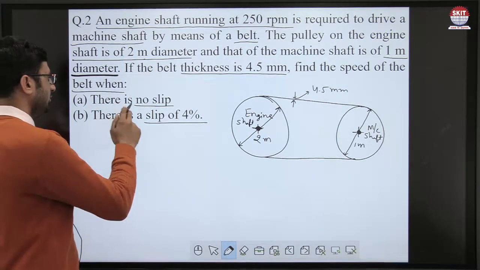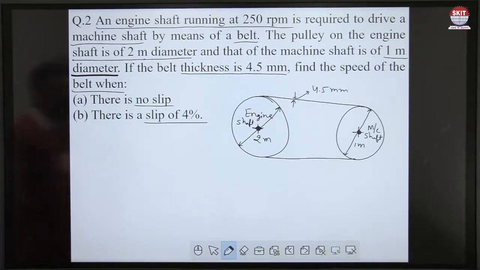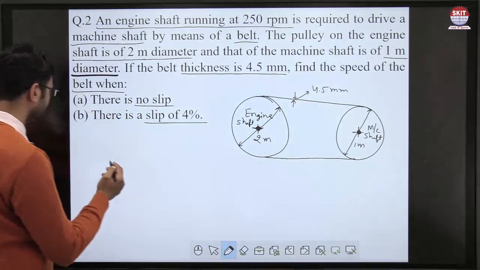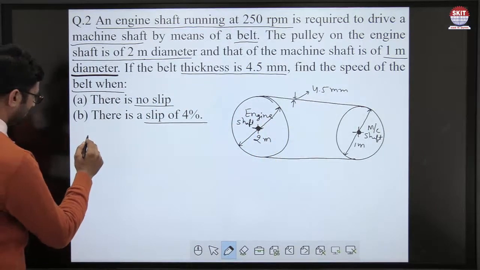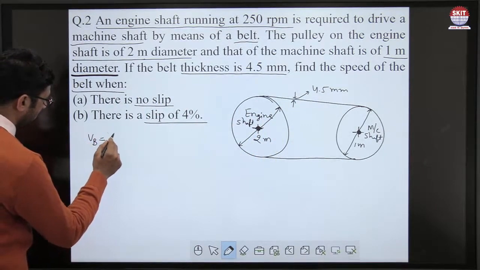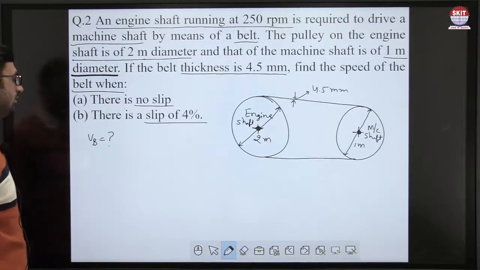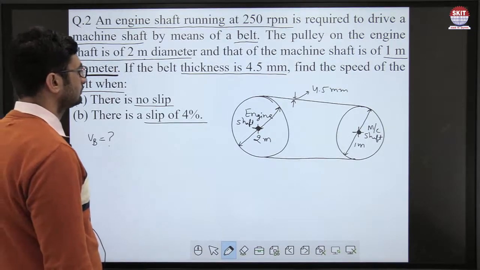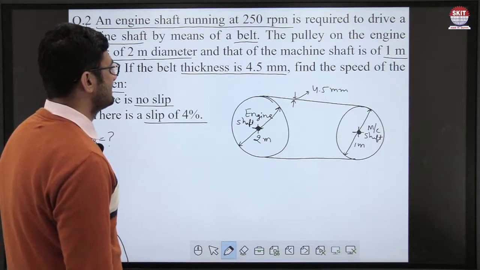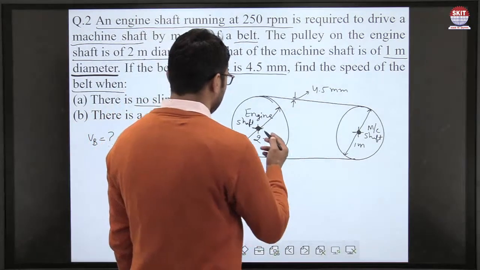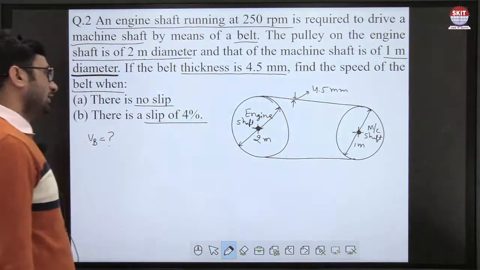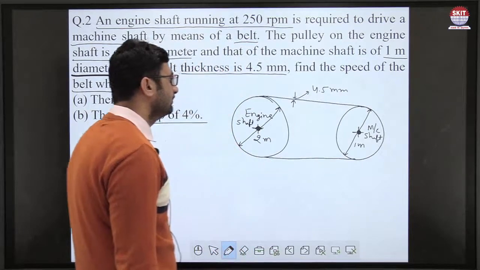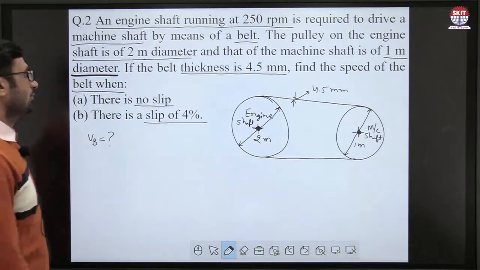And we find out the no slip speed of the belt. We find out the speed of the belt, VB, when there is no slip and when there is slip of 4%. So first, all of you find out which is the driver pulley and which is the follower pulley from this question.